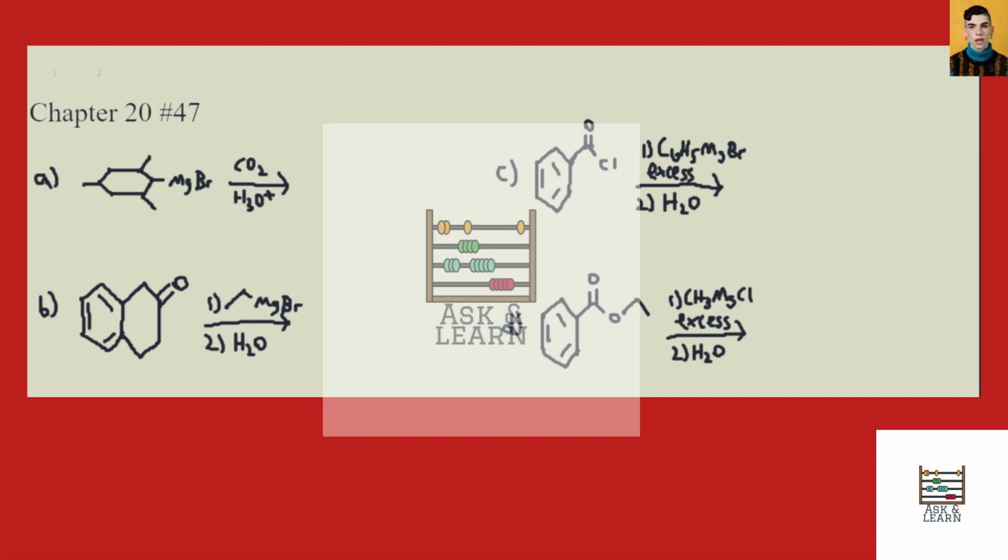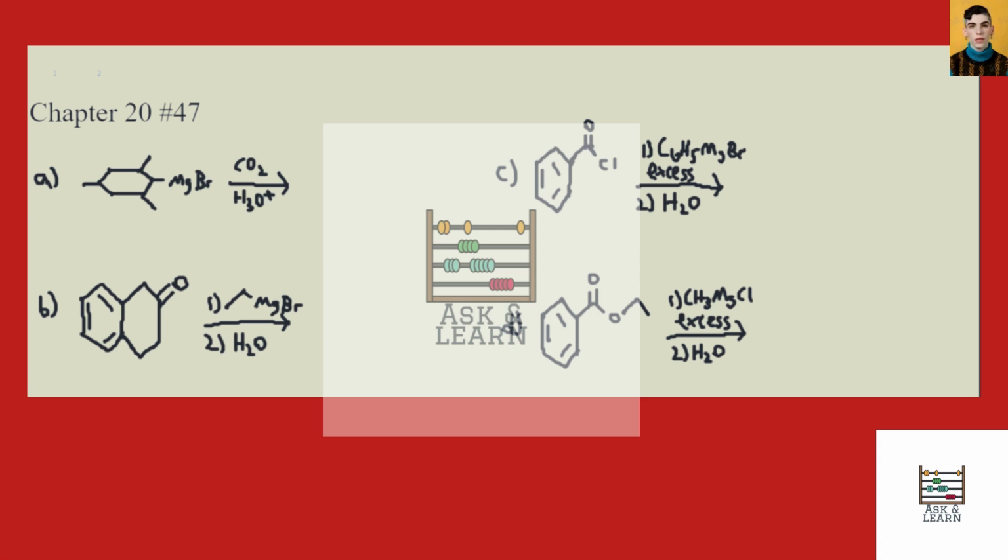This is the answer to Chapter 20, problem number 47 from the Smith Organic Chemistry textbook. This problem asks us to draw the products of each of these reactions, which involves an organometallic reagent. Okay, so we have 8 organometallic reactions here.